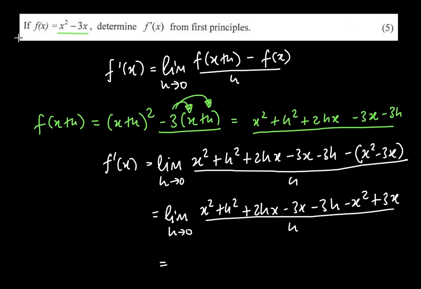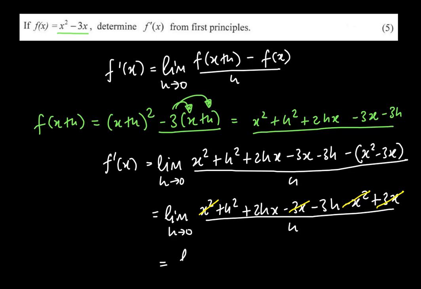So now you're going to see there are going to be like terms there. What do we have as common? We have 3x, and then we have negative 3x. They cancel out, they give us 0. Then what do we have? We have x squared minus x squared. They cancel out, they give us 0. So what are we left with?